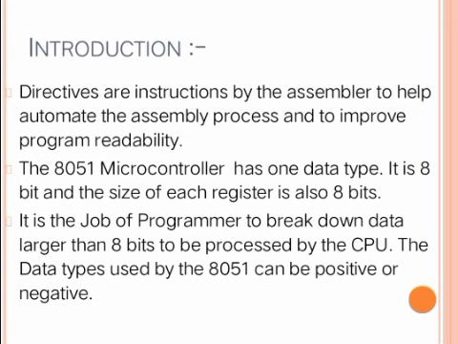So directives are instructions by the assembler to help automate the assembly process and to improve program readability. The 8051 microcontroller has one data type. It is 8-bit and the size of each register is also 8-bit. It is the job of the programmer to break down data larger than 8 bits to be processed by the CPU. The data types used by the 8051 can be positive or negative.